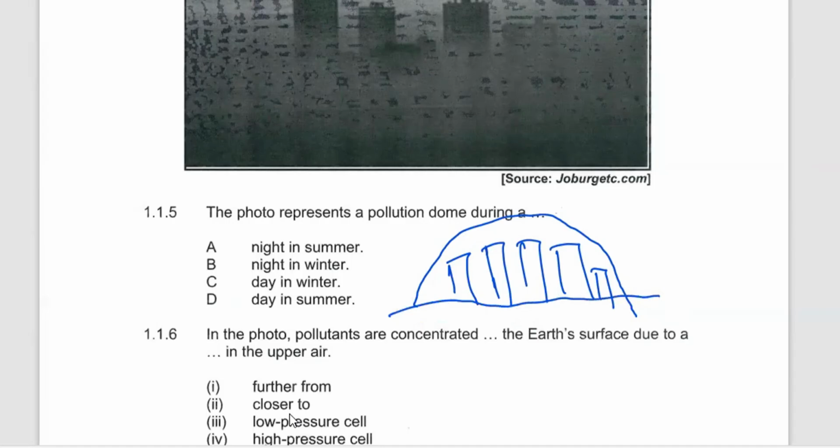So what is happening is the pollutants now are concentrated. If we see now, the pollution dome has lowered. It is now just above the tallest buildings, meaning to say it's now compressing the pollutants and they are concentrated closer to the ground surface, affecting the residents of the urban area.